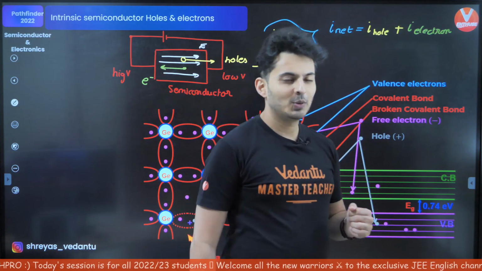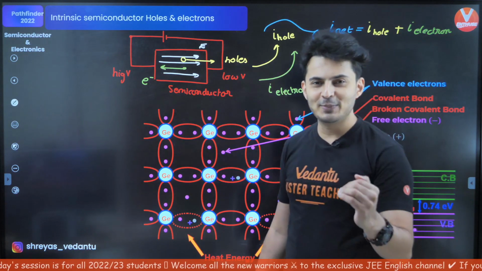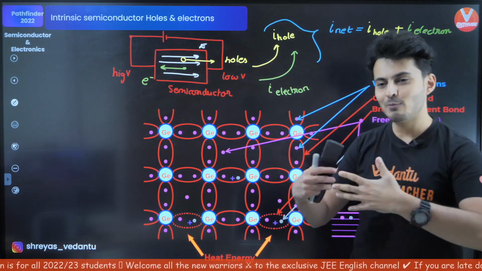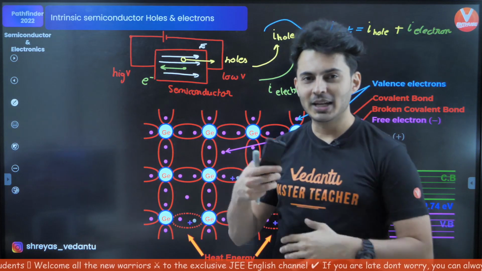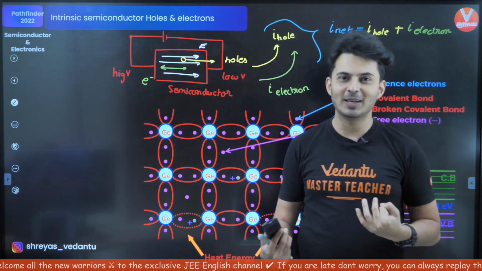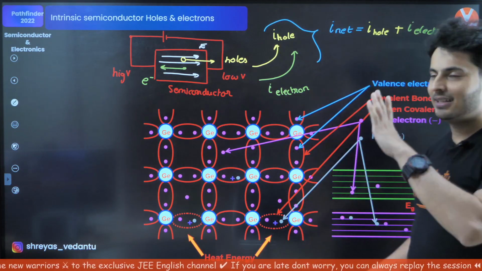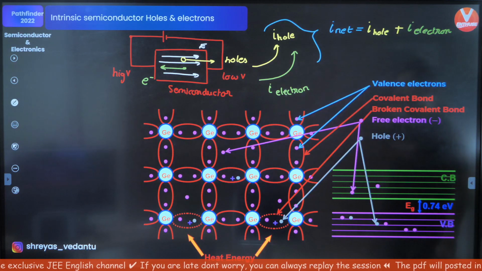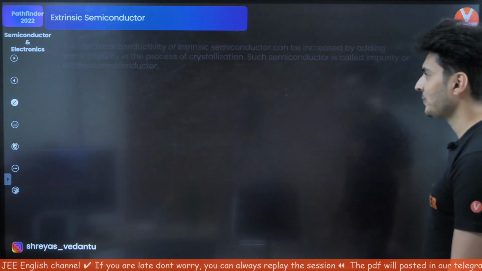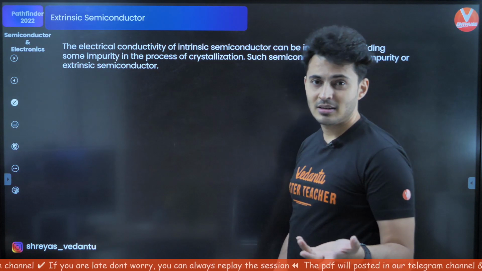Let's move now to the next part. See, we started right from basics, right? Sodium atom energy levels, combining energy gaps, energy bands, and then overlapping, not overlapping, creating semiconductors. Now we have gone to what is an intrinsic semiconductor and how the current flows in an intrinsic semiconductor via holes and electrons. Now what is an extrinsic?